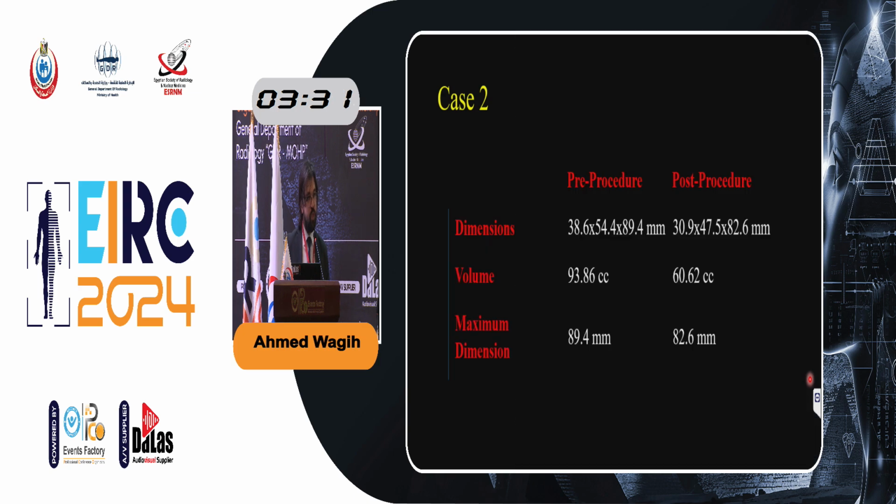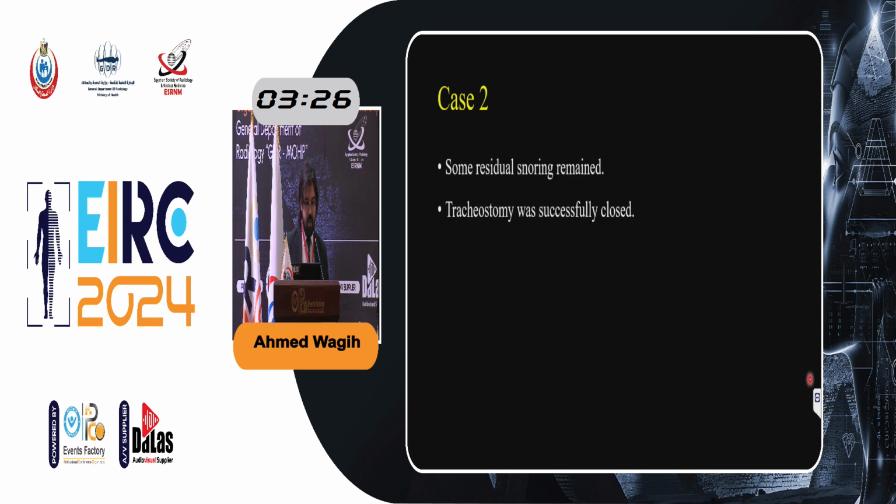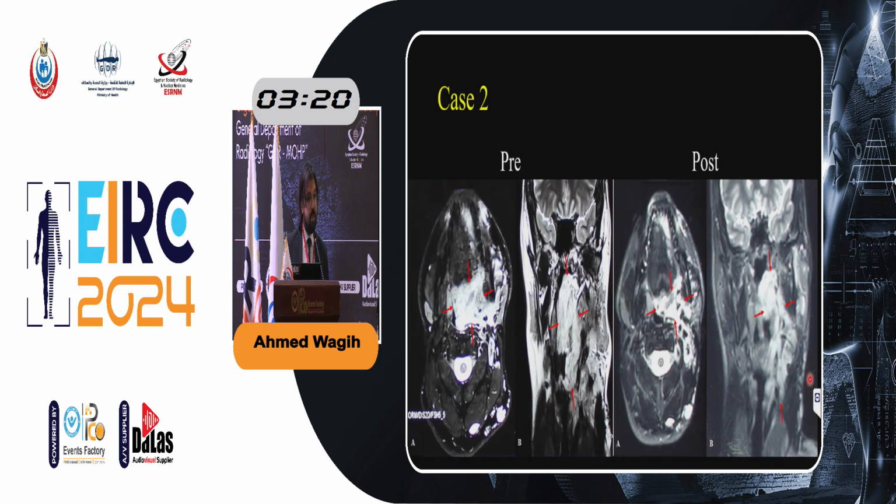Here we can see the post-procedure volume. There was a reduction from 93 cc to 60 cc. Some residual snoring remained, and the tracheostomy was successfully closed. This is a comparison between the pre and post imaging.